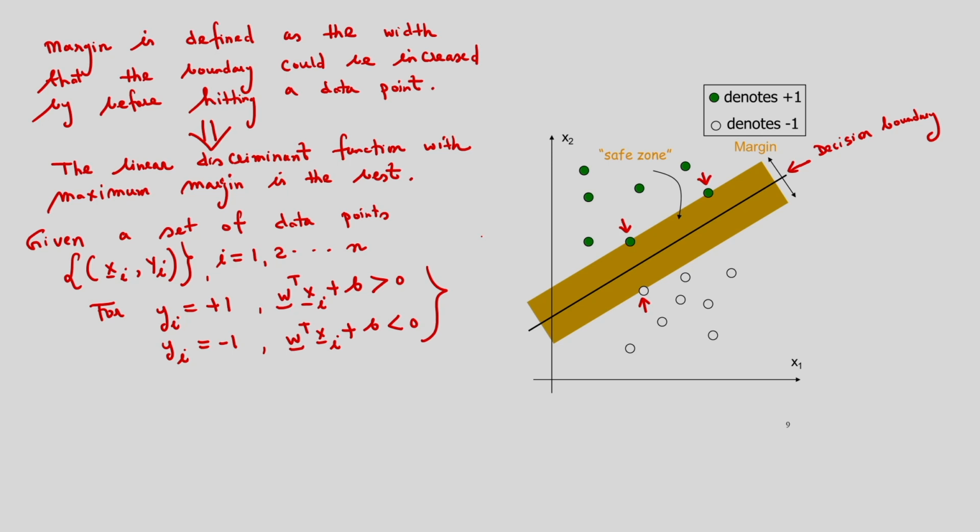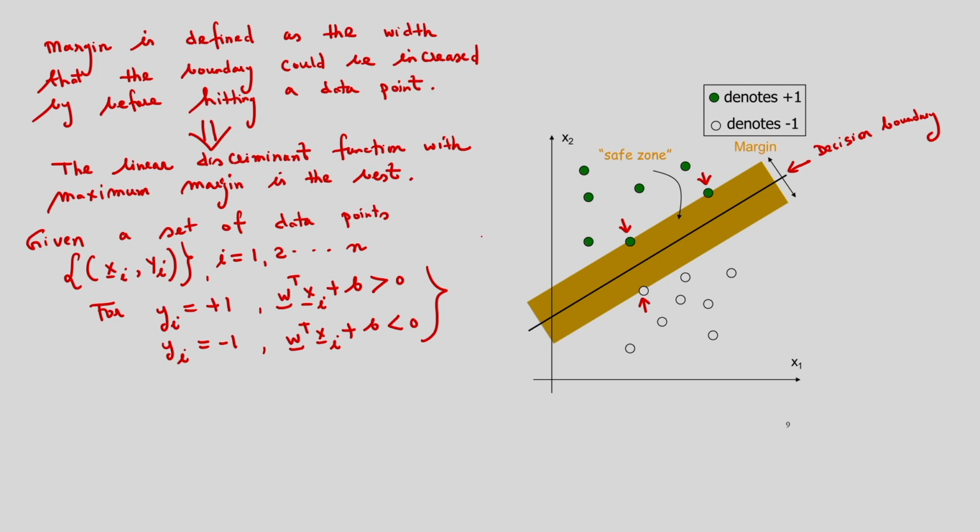So I have the samples xi, i is equal to 1, 2 up to n, and I have considered two classes. So for the first class yi is equal to plus 1, and for the second class yi is equal to minus 1. So for yi is equal to plus 1, the condition is W transpose xi plus b greater than 0, and for the second class the output is yi is equal to minus 1. So the condition is W transpose xi plus b less than 0.